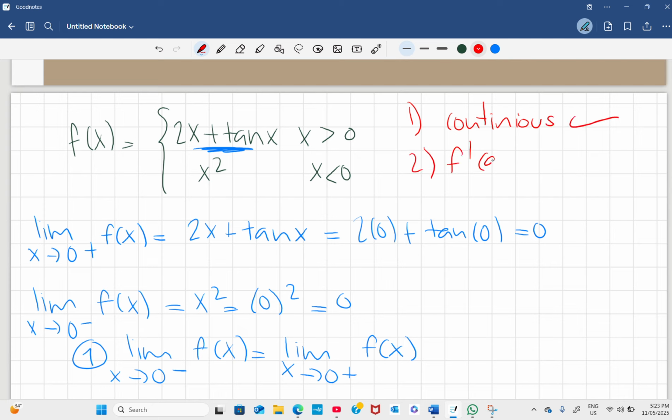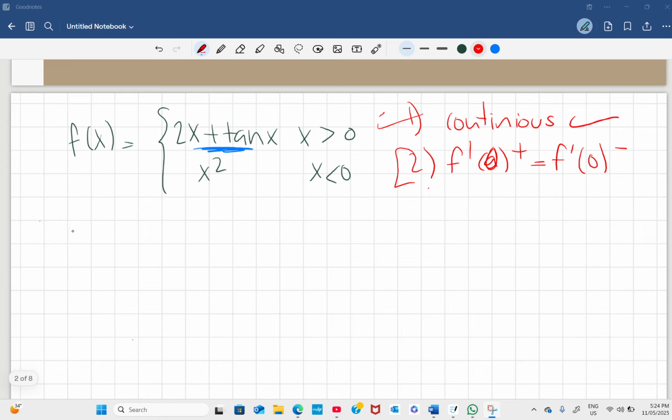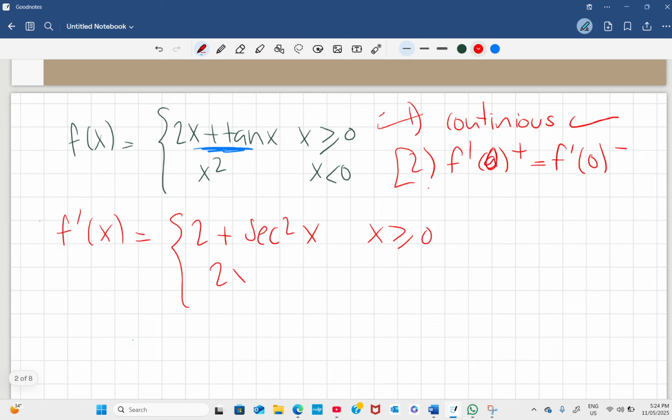Now we need to find if f prime of 0 is equal, going to the right. After we check this, we're going to move on to this step. I'm going to make a new piecewise function, f prime of x. I'm going to differentiate. This is going to be 2 plus the derivative of tangent x, which is secant squared x, for x greater than or equal to 0. And the derivative of x squared is 2x.